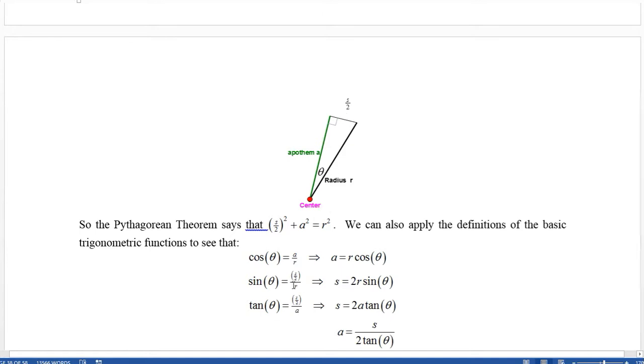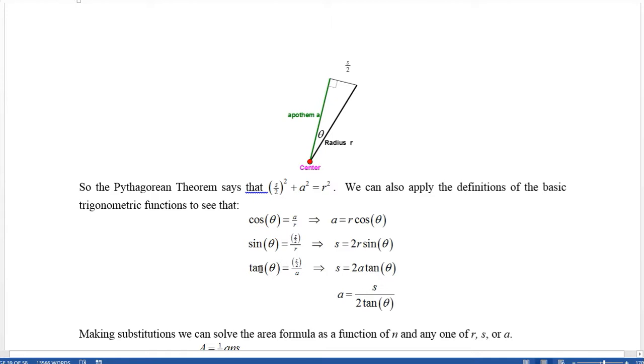Solving for S, we multiply both sides by R and by 2 to get S by itself, so S equals 2R sine theta. The tangent of theta is opposite over adjacent, so that'd be S over 2 over A. Solving for S there, we get S equals 2A times tangent of theta, or solving for A, we get A as S over 2 tangent of theta.